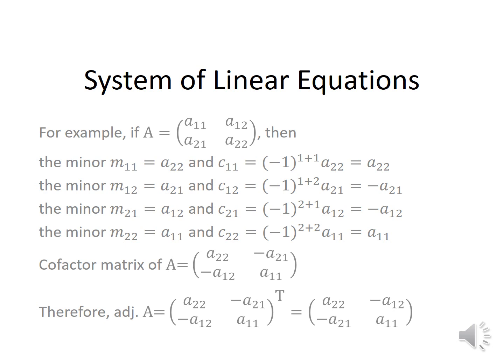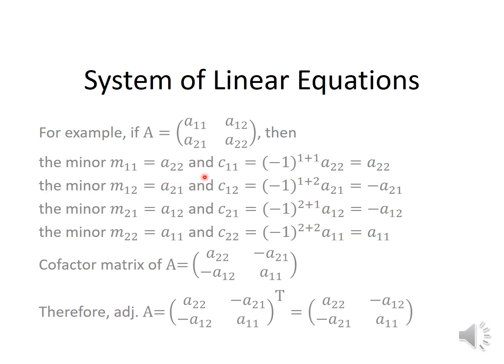Look at this explanation. Let's say we have matrix A, the size is 2 by 2. Then the minor of A11, we can say M11. So M11 is the minor of A11. And the value of the minor of A11 is A22, because we close the first row and we close the first column. So the value is A22.